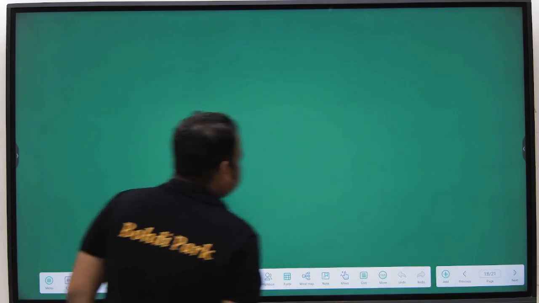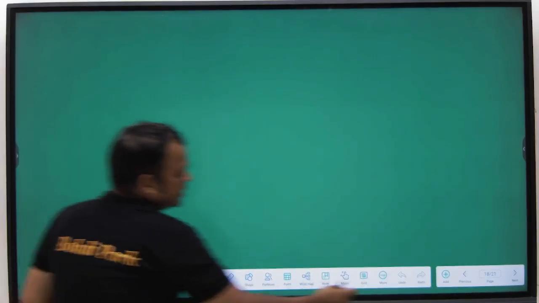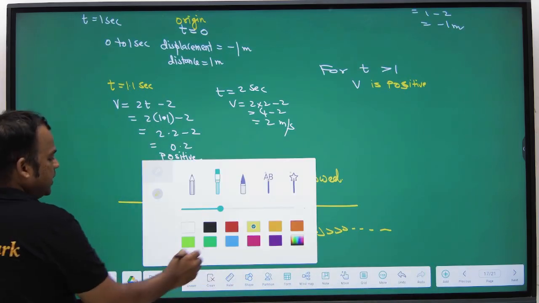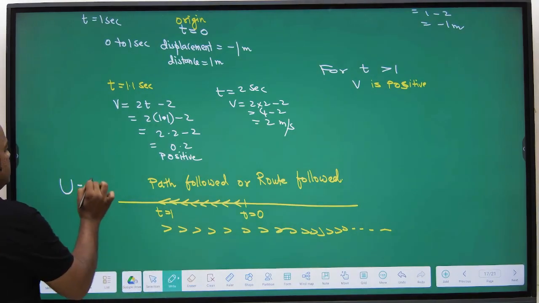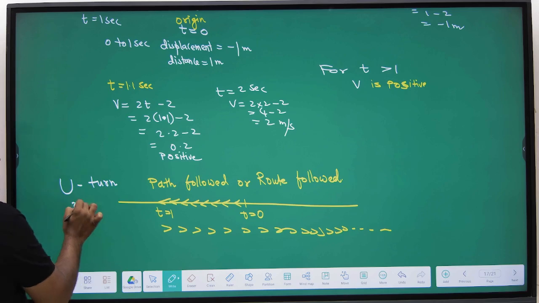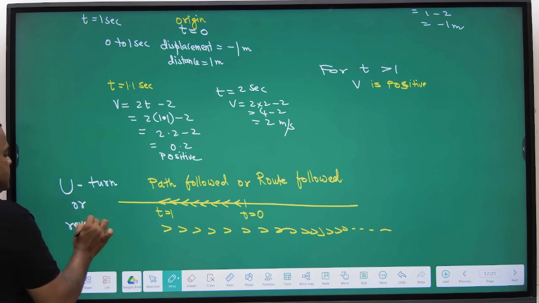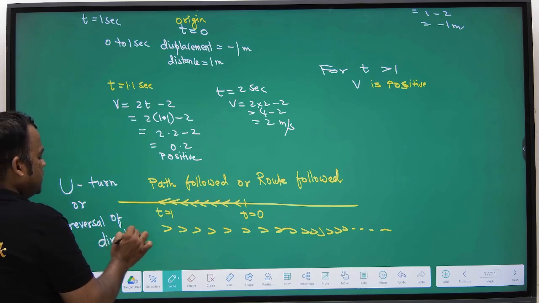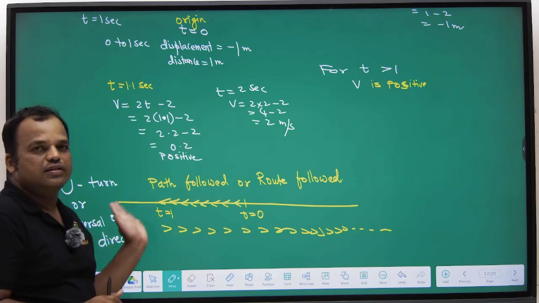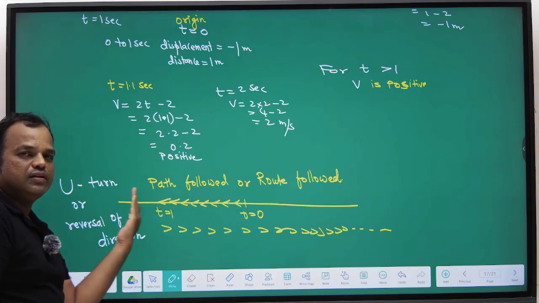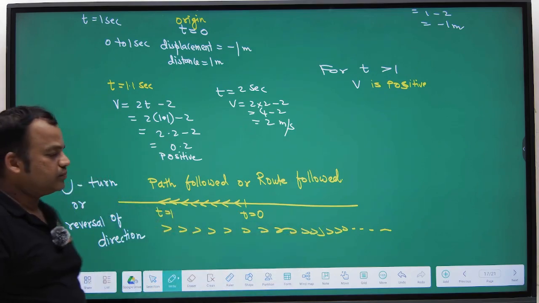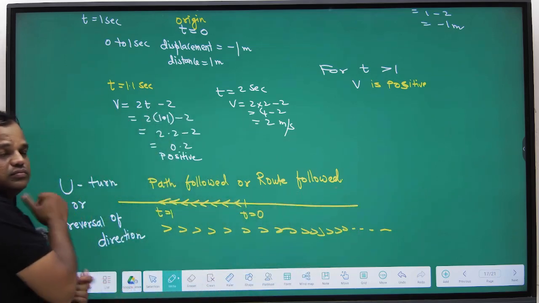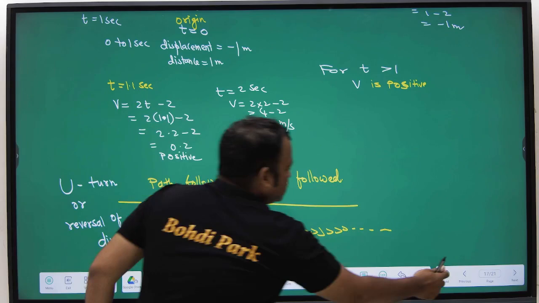So this is also known as U-turn or reversal of direction. Direction is reversed. It is going left, now it is going right. Or suppose it is going right, after some time it is going left. So direction is reversed. So let's do one question.